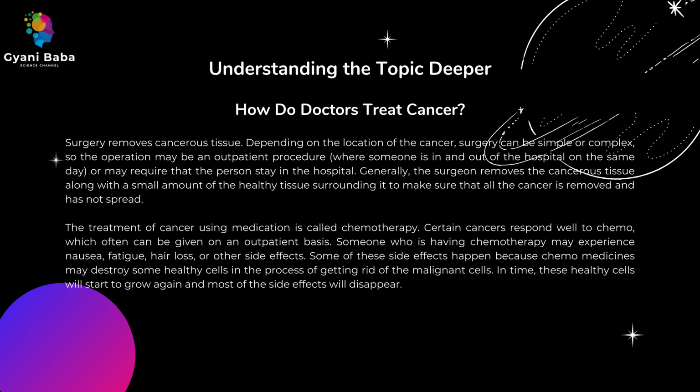The treatment of cancer using medication is called chemotherapy. Certain cancers respond well to chemo, which often can be given on an outpatient basis. Someone who is having chemotherapy may experience nausea, fatigue, hair loss, or other side effects. Some of these side effects happen because chemo medicines may destroy some healthy cells in the process of getting rid of the malignant cells. In time, these healthy cells will start to grow again and most of the side effects will disappear.